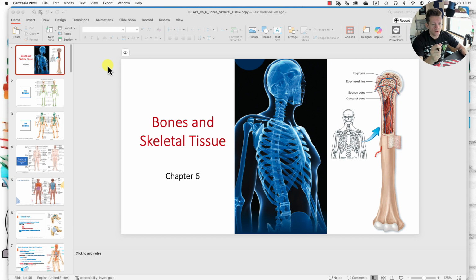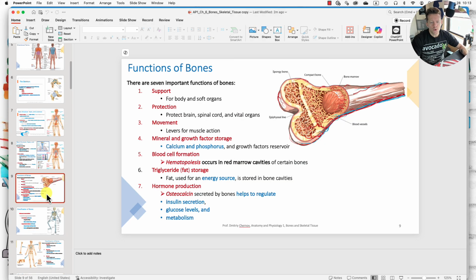I'm not going to go through all of the slides, but just the major ones based on my bullets. So what is the major function of the bones? Support, protect, movement, mineral and growth factor storage, blood cell formation, triglycerides, hormone production. That's basically the overview. The bone's responsibility is support. So we need this carcass, the structure for locomotion, so we're able to move our system.